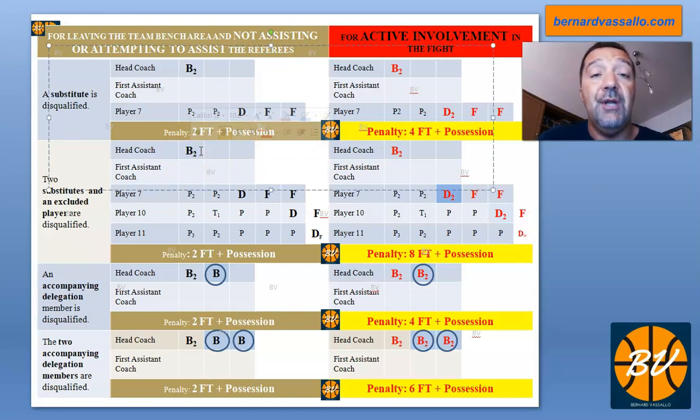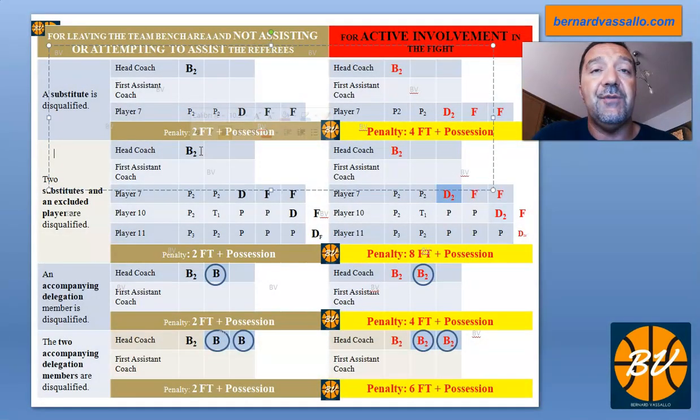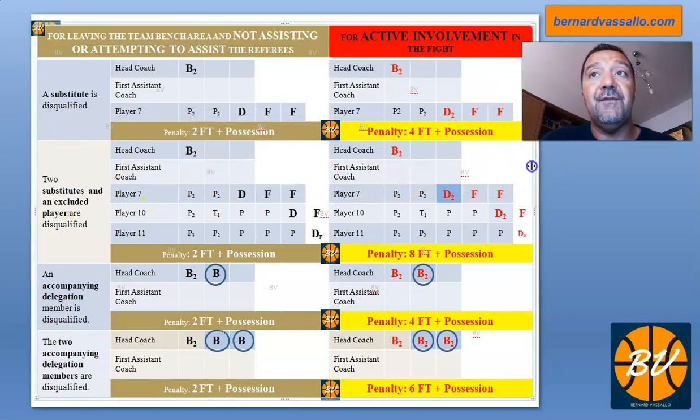Why? Because the coach, as we said before, is directly responsible for the team members on the bench. But as you could see, the only penalty in such situations when team members from the bench enter into the court during a fighting situation, that would be only 2 free throws, which come about from the B2 technical foul given to the coach.